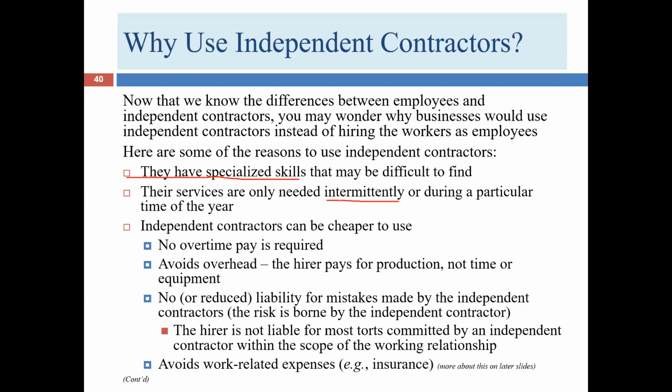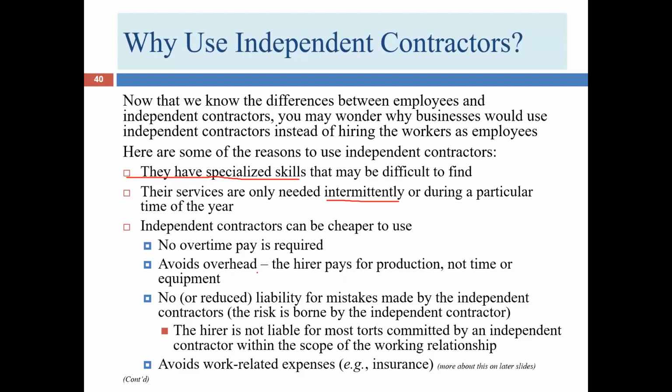Another reason that people like independent contractors is that they can be cheaper to use. You don't have to pay overtime. If an independent contractor works 100 hours a week, you don't have to pay overtime after the 40th hour because they aren't your employee. You also don't have to pay overtime.